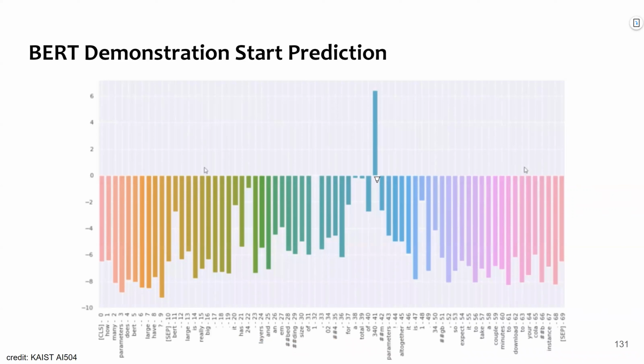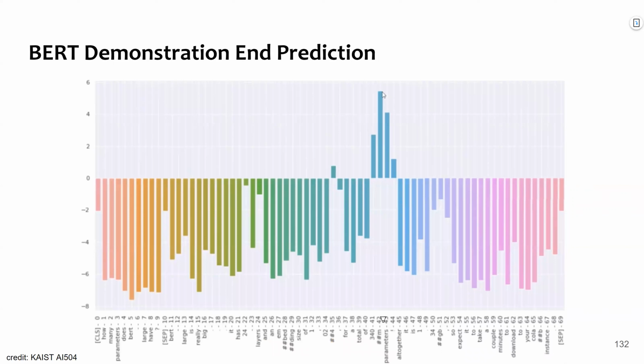And as you can see here, this BERT model predicts the starting point is here, like 340. And it predicts the end position for this answer is millimeter or million or these parameters. So both are okay, right? And this is how we tackle the SQuAD task with this BERT architecture.